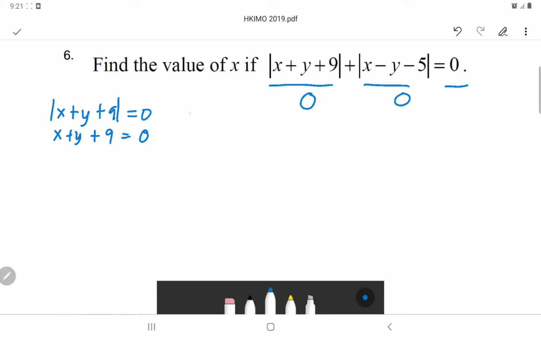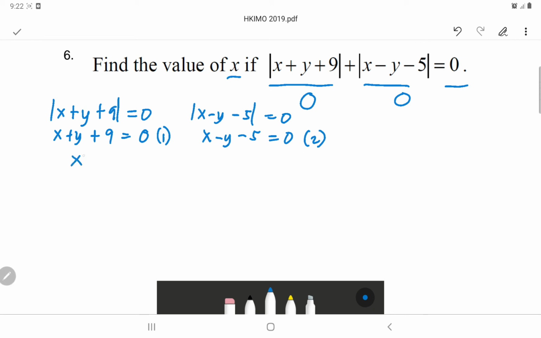Okay, and the other one is x minus y minus 5 is equal to 0. So taking out the absolute value, that becomes x minus y minus 5 is equal to 0. So the first one is your equation 1 and the second one is your equation 2. So meaning to say, you can have simultaneous equations or a system of linear equations. So your goal is to find x.